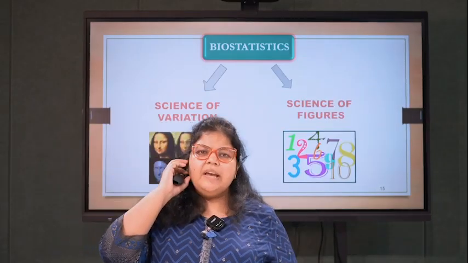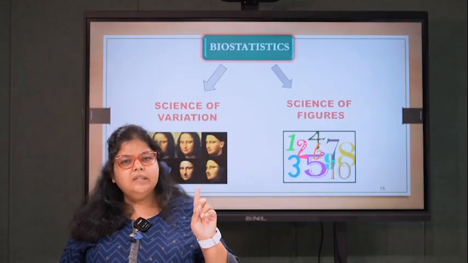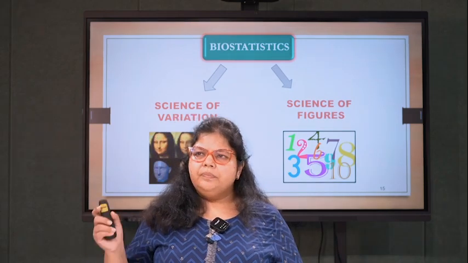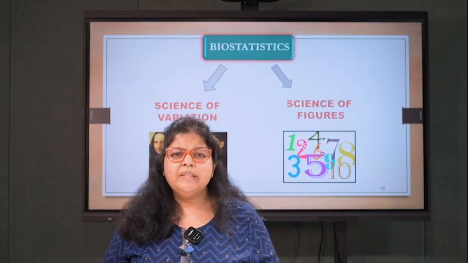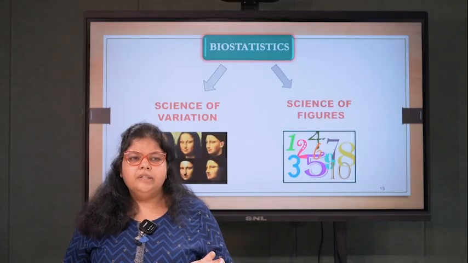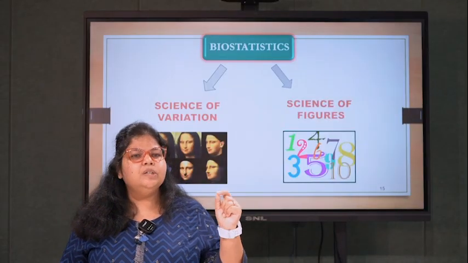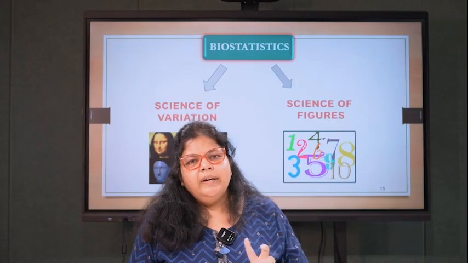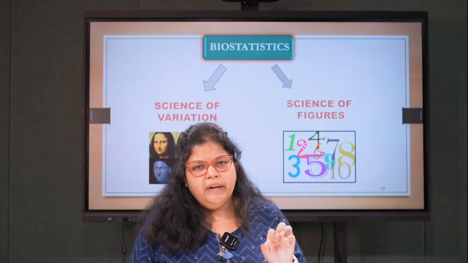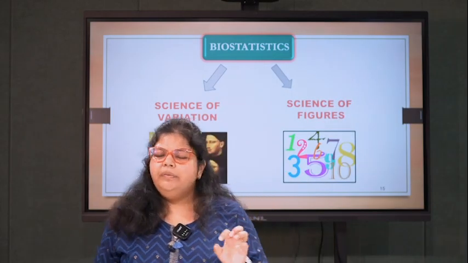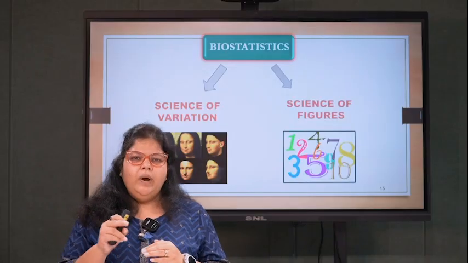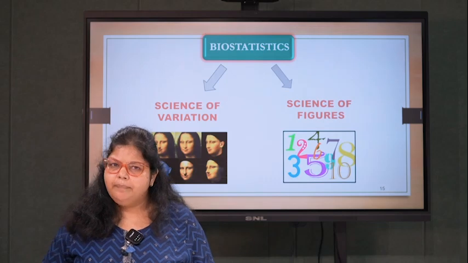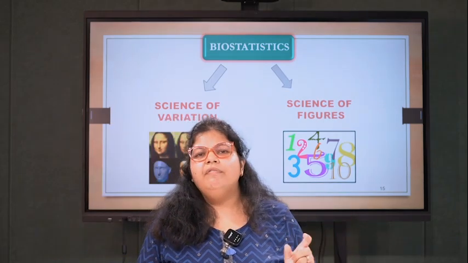Now biostatistics has two variants. First, it is the science of variation. What does this mean? In physics, we have constants. When we say the temperature is 1 degree or 2 degrees, the exact difference between 1 and 2 is 1 degree, and we have exactly 1 plus 1 equal to 2, whereas in biological science this does not happen. We do not have constants here, we have variables.